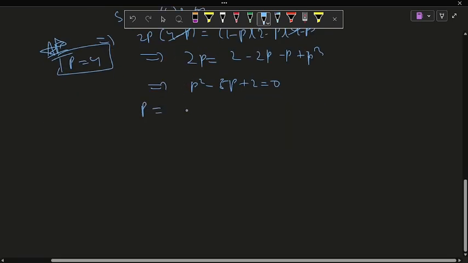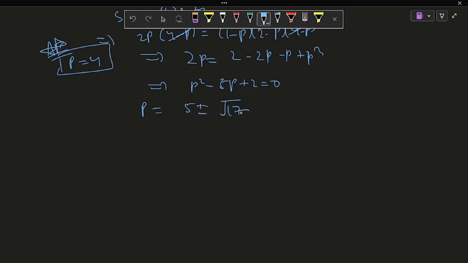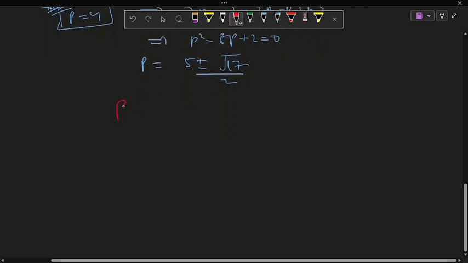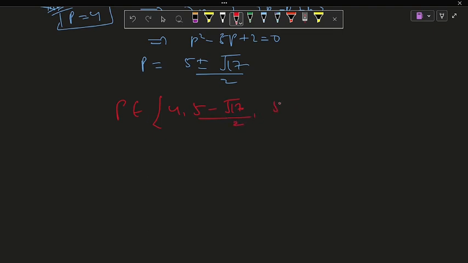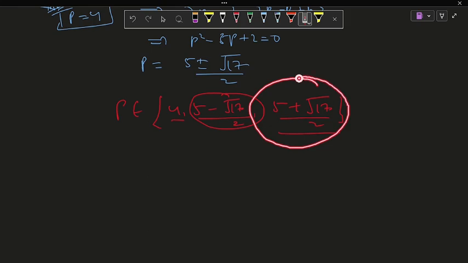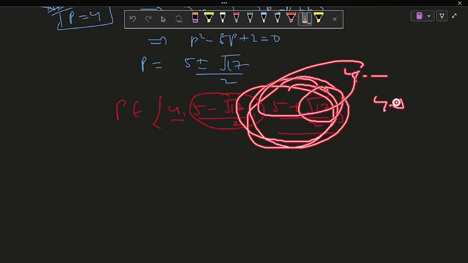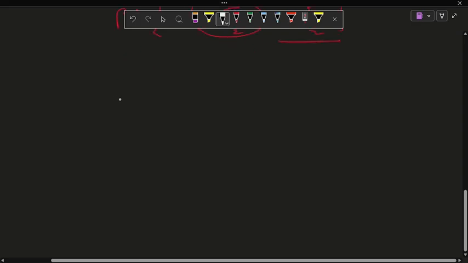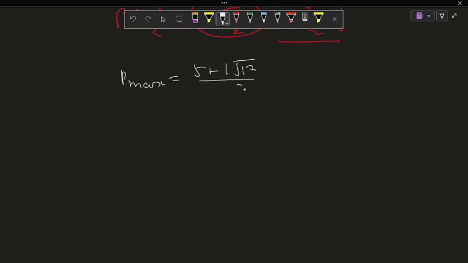So on solving it, we get p as 5 plus minus root 17 over 2. We have simply used the quadratic formula here. So the set of all possible values of p is this. p can be 4, p can be 5 minus root 17 by 2, and p can be 5 plus root 17 by 2. Obviously, 5 minus root 17 by 2 cannot be the maximum possible value. We just have to check between 4 and 5 plus root 17 over 2. And on some minor calculations, we will see that this is actually the maximum possible value because root 17 is 4 point something and this will become 4.5 something. So the largest possible value of p is simply 5 plus 1 root 17 over 2.